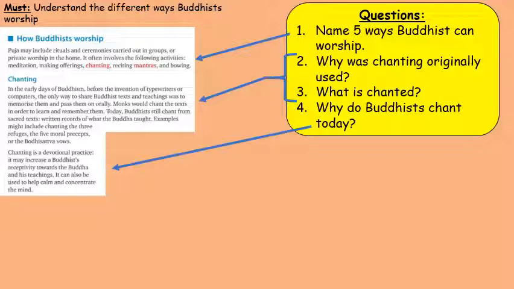Okay, so I'm just going to quickly go over that very, very quickly. 5 things that Buddhists do in worship is they meditate, make offerings, chant, mantras and bowing. Why was it originally used? What is chanted? To help them remember, the Buddha's teachings were chanted. And why do they chant? To help them concentrate, calm themselves and to learn more detail about the faith.